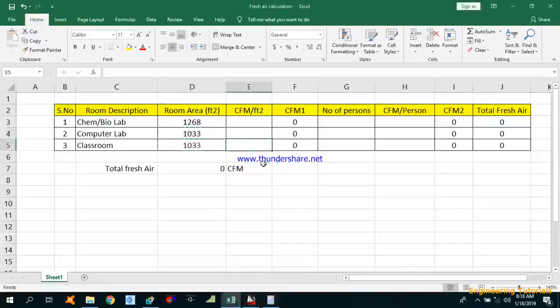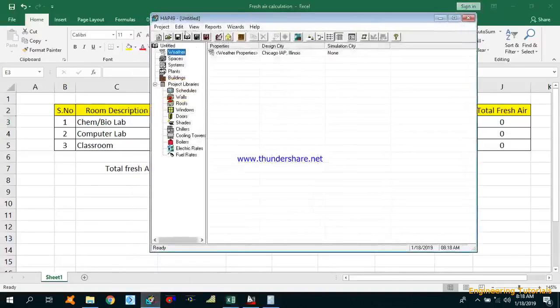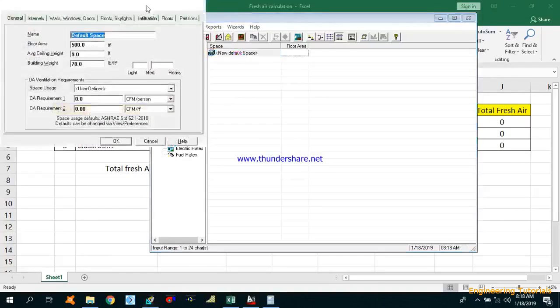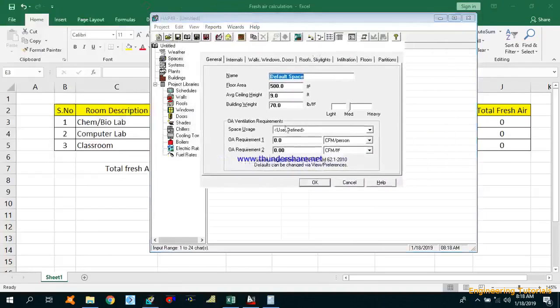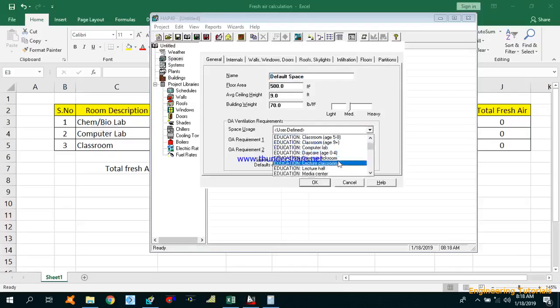Let's move to the next column, that is CFM per square feet. For this I have opened this HVAC software. If you go to Spaces and then New Default Space, from here we can select the ventilation requirement as per ASHRAE standard 62.1. What we have here is science lab, that is chemistry bio lab. If we scroll down, as you can see, education science lab, that is chemistry bio lab.